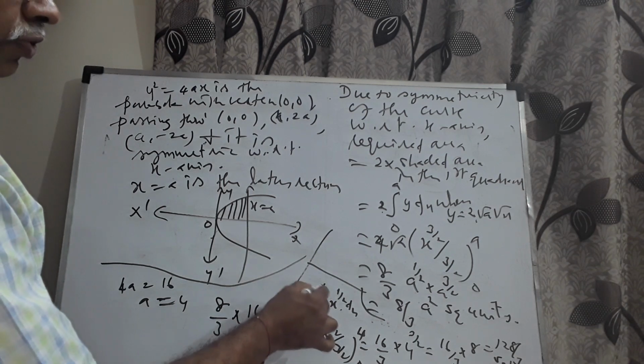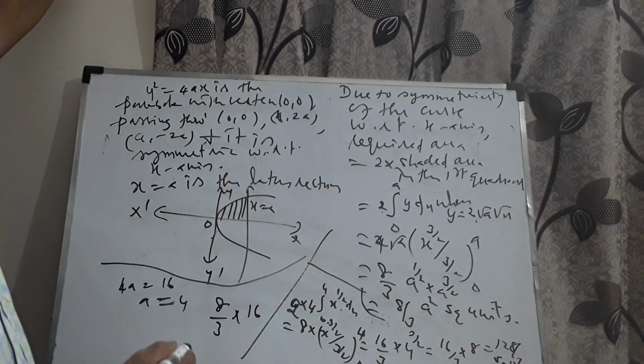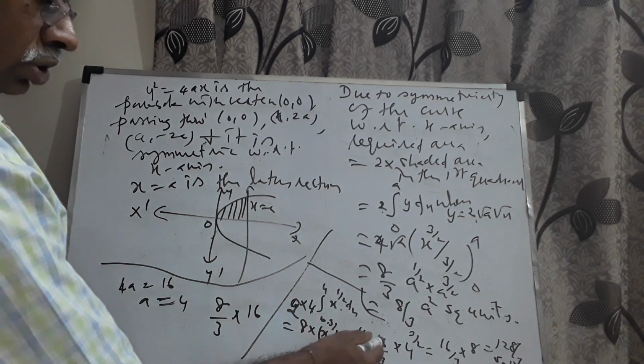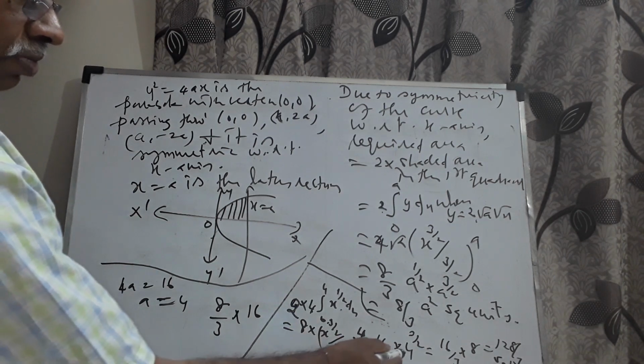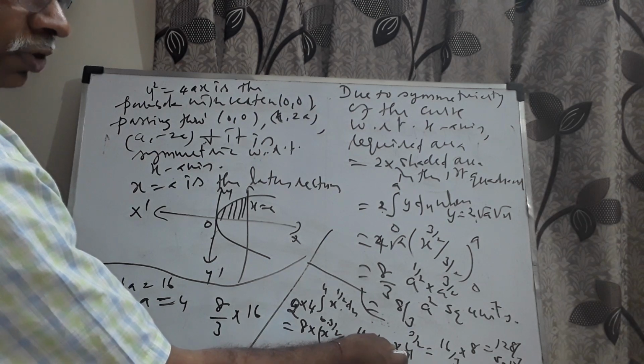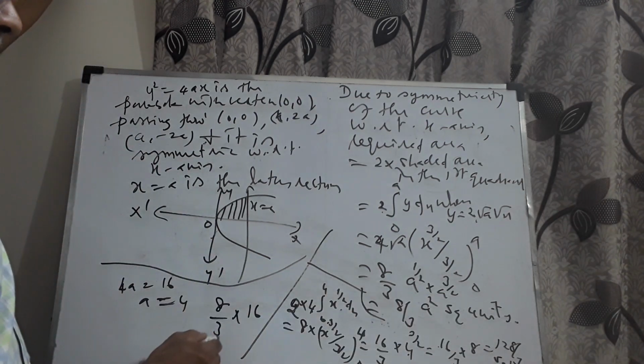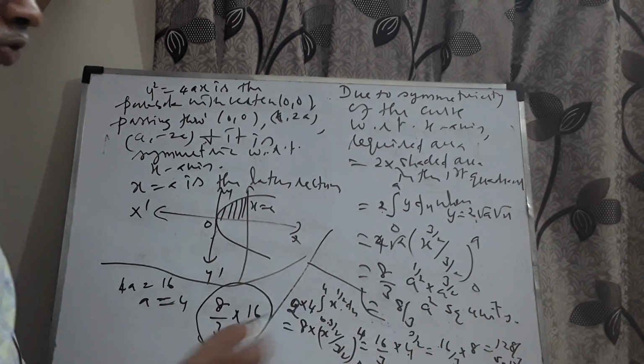2 into 4, 0 to 4, x power half dx. Root 16 is 4. 8 into x power 3 by 2 by 3 by 2, 0 to 4. Therefore, it will be 16 by 3, 4 power 3 by 2. 4 power half is 2. 2 cube is 8. 16 into 8 is 128 by 3. 8 by 3 into 16 is nothing but 128 by 3.